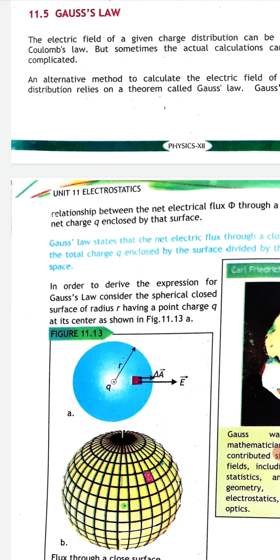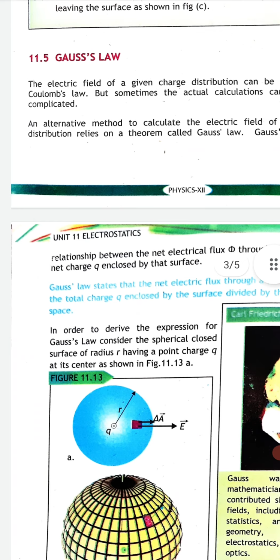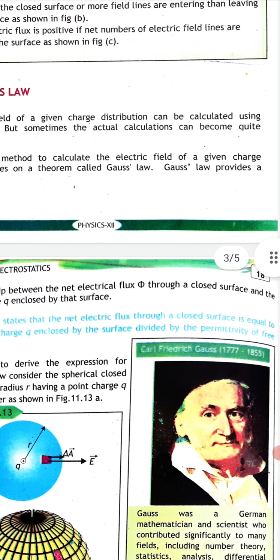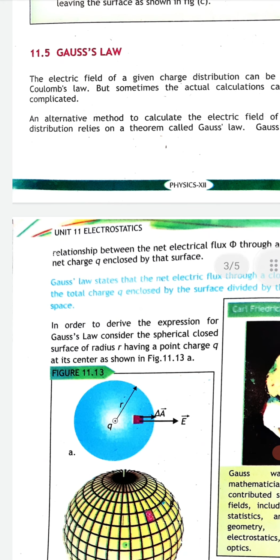So you have to know that Gauss law is one of the alternative methods to calculate the electric field of a given charge distribution, relying on a theorem that is called Gauss law. First of all, I am going to state Gauss law, what it is in general, and then we are going to derive this statement on the basis of some mathematical steps.